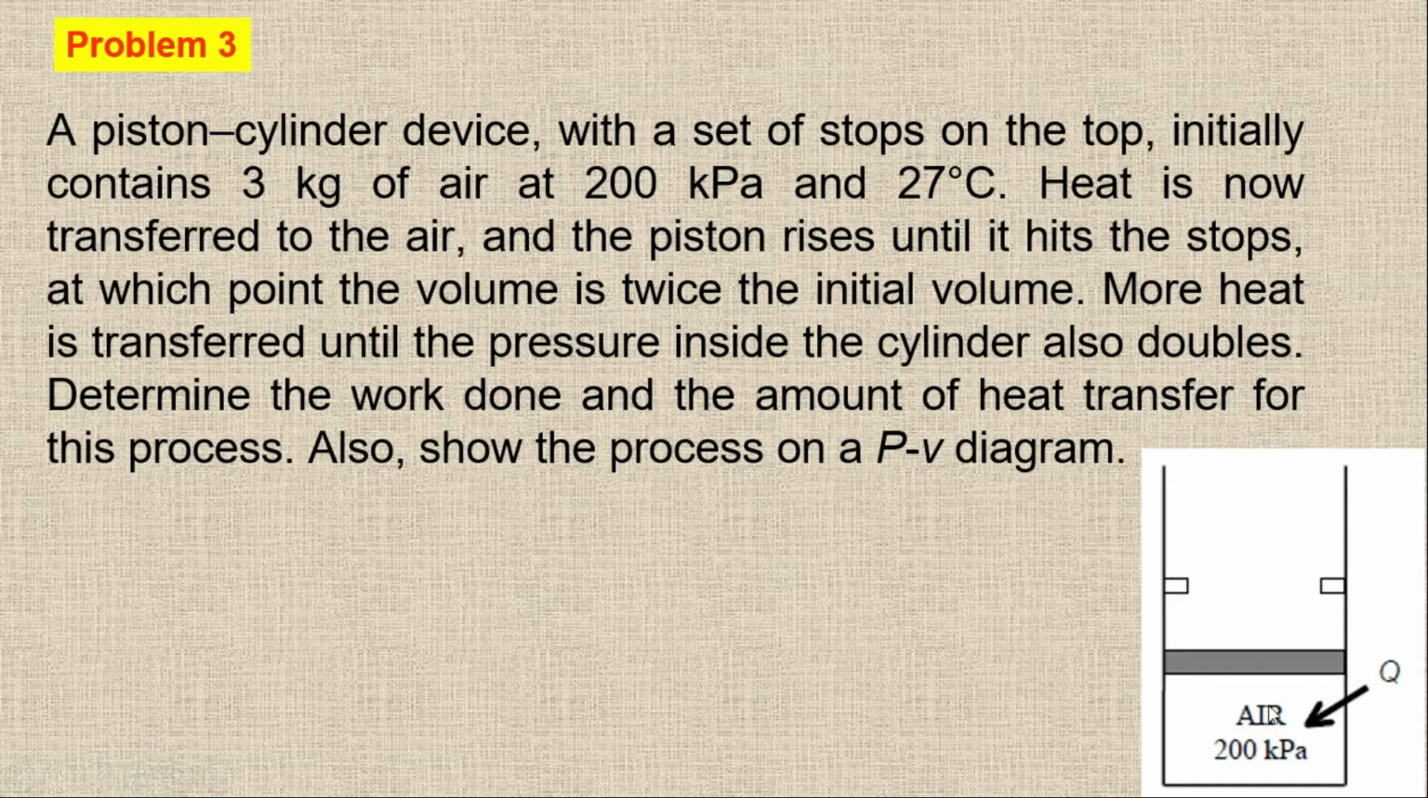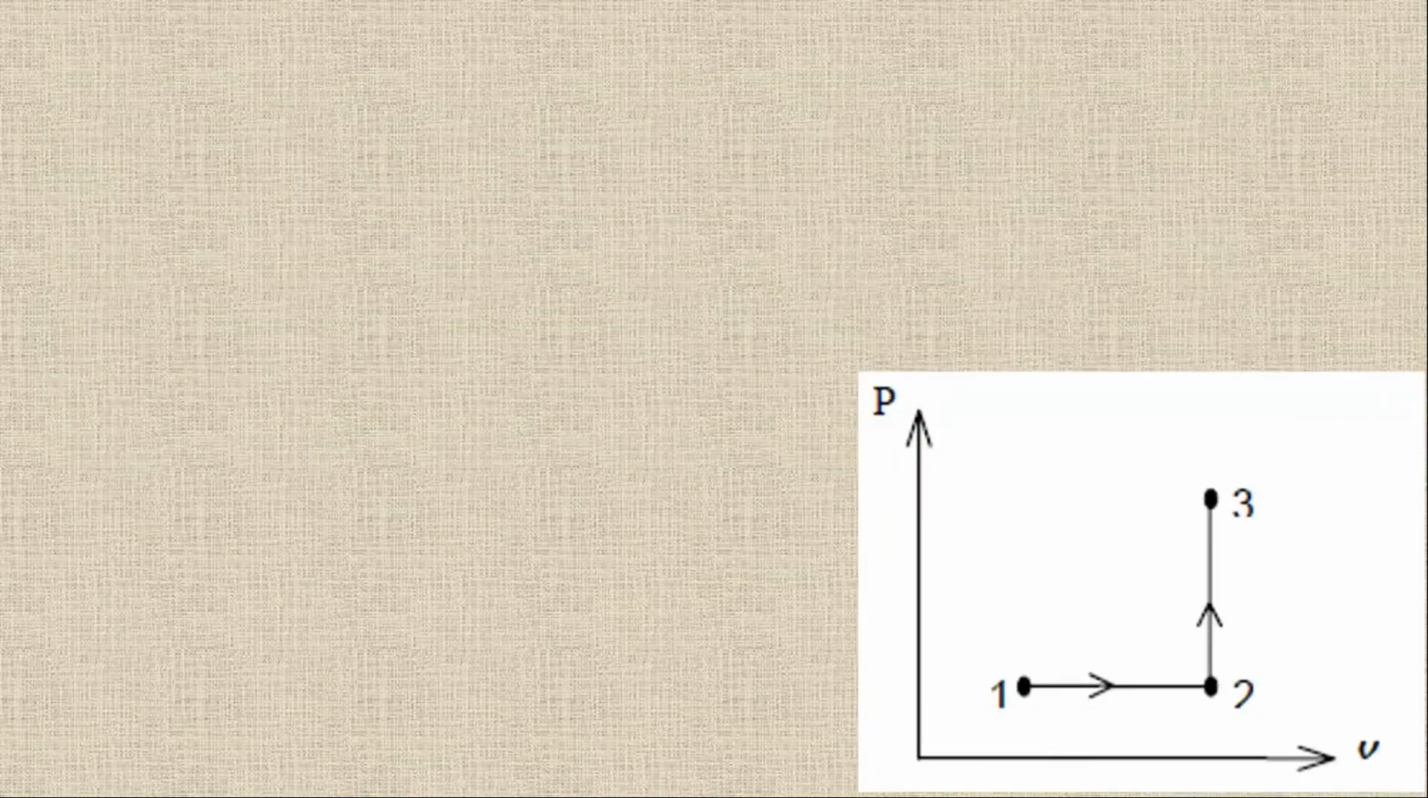So we have a constant pressure process where this piston is going to rise up to this point, and then we have the constant volume process where you will get a pressure increase. So we have to solve it in two different processes. If I draw the PV diagram, it will be like this. From 1 to 2 we have a constant pressure process, and from 2 to 3 we have a constant volume process.